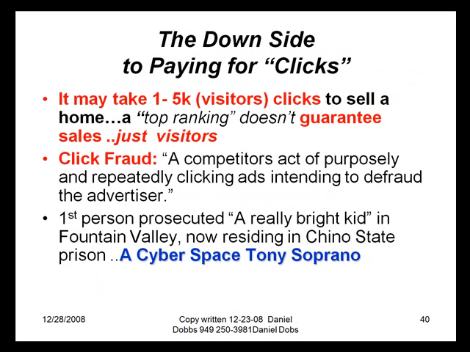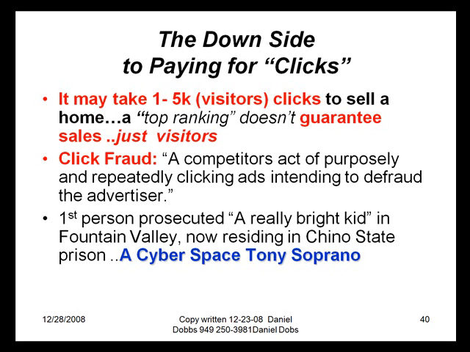The downside for paying for clicks is this. It may take you 7 or 8 months to cultivate a client who actually buys a home. Generally speaking, it takes 1 to 5,000 visitors, clicks, to sell a home. A top ranking at Google doesn't guarantee sales. It just guarantees visitors. Also, you have the phenomenon of click fraud, as defined here.